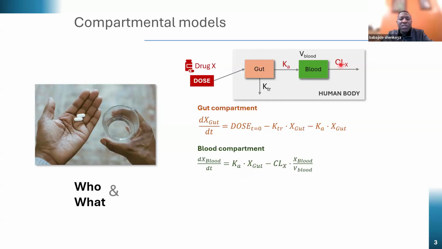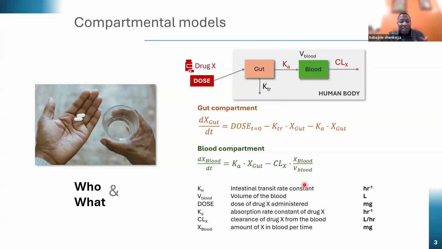And then output is dictated by this clearance X. So we say CLX multiplied by X blood over volume of blood. By now, I know you have noticed, how come I am writing X blood over V blood, which is not the same way that I have written X gut? I didn't say over V gut. The reason is that if you look at this equation, this is dX/dt, that is amount of drug in the blood over time. So if you put that in units, that's going to be milligram per hour.